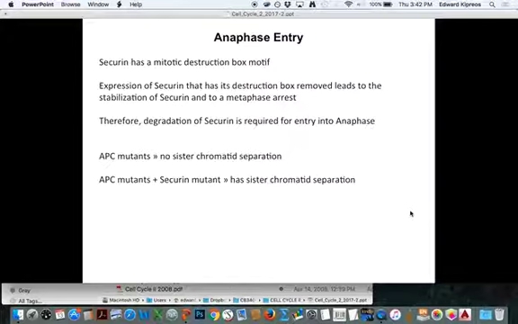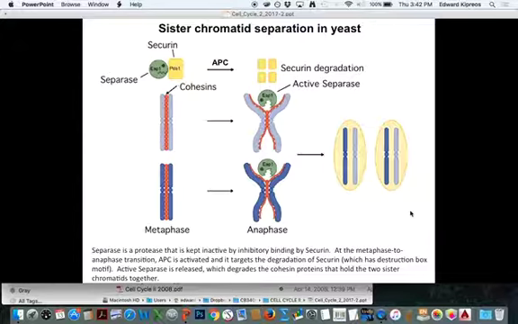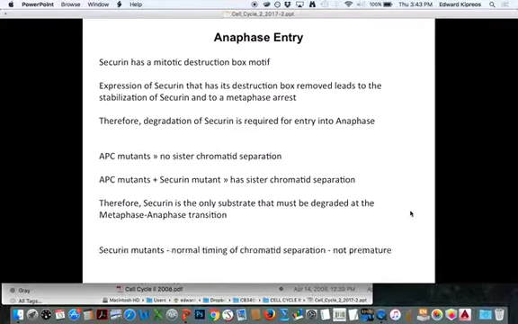But if you inactivate APC in yeast and you have a securin mutant, so securin's not present, it doesn't make any difference. Then you're going to get separation. Okay, so what that's saying is that you need APC to go from metaphase to anaphase. But you don't need APC to go from metaphase to anaphase if securin's not present. If this separase will be released by itself, I mean, if it just on its own can be activated. Okay. So therefore, securin is the critical substrate at this transition for APC.